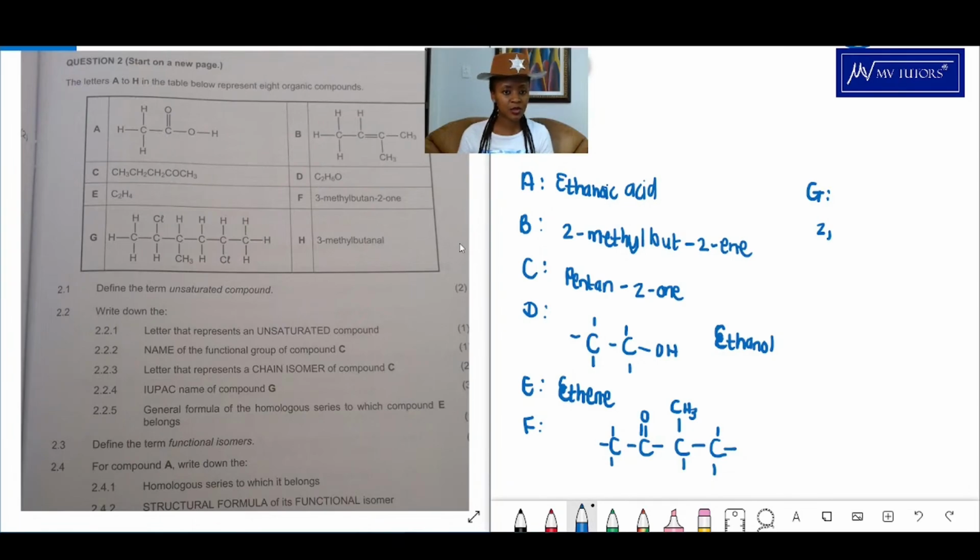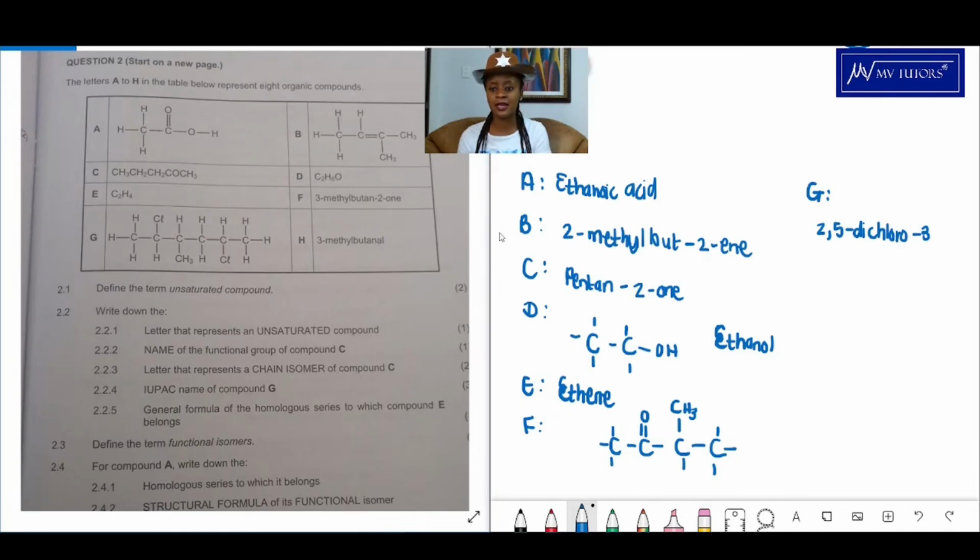Let's see, 1, 2, 3, 4, 5, or 1, 2, 3. Either way, whichever way you start. So you have 2,5 dichloro, and then you have 3. I'm not going to go from the right to the left because now my methyl group is on carbon 4. So I'm going to go from the left to the right. So 2,5 dichloro, 3 methyl.